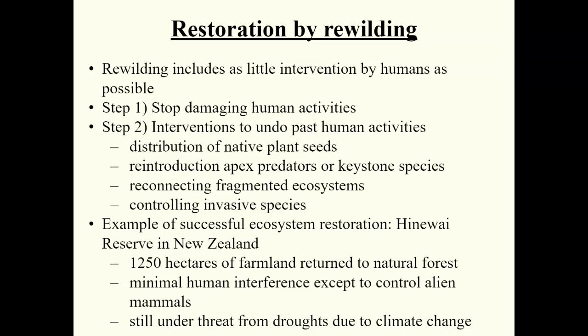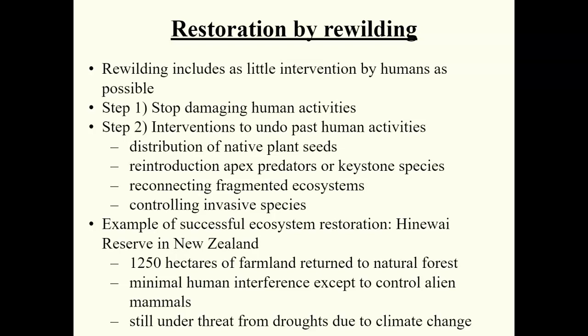And step two would be you may have to use interventions to undo past human activities because the damage was already done. And so if we've already done that damage, it will help speed up the process if we can undo any of it. So some of the things we might have to do with these interventions would be to redistribute native plant seeds. If there's not enough of the native plants anymore because we cleared it, we'd need to bring in seeds of those native plants and plant them, so hopefully they could germinate and grow.